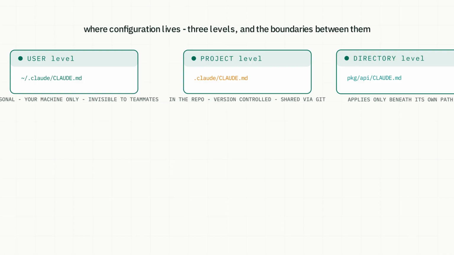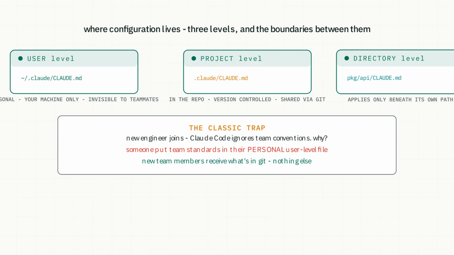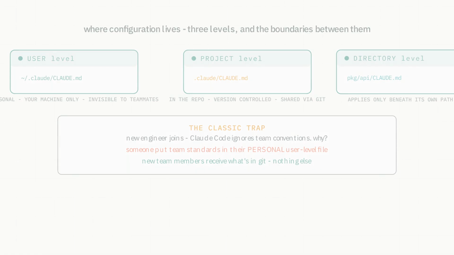And directory level, files that apply only beneath their own path. The classic trap question: a new engineer joins and Claude Code ignores the team's conventions. Why? Because someone put team standards in their personal user-level file. New team members receive what's in Git, nothing else. Say it once and it's obvious; the exam bets you've never said it.